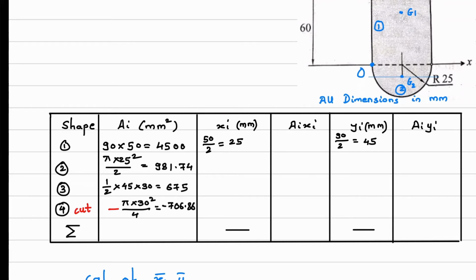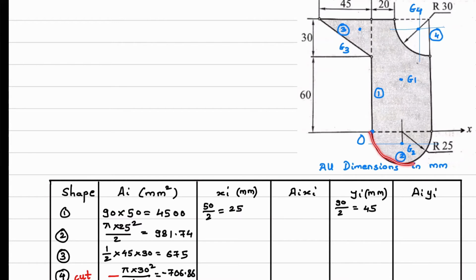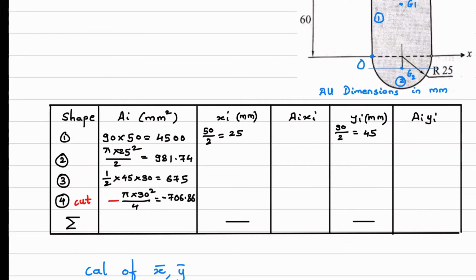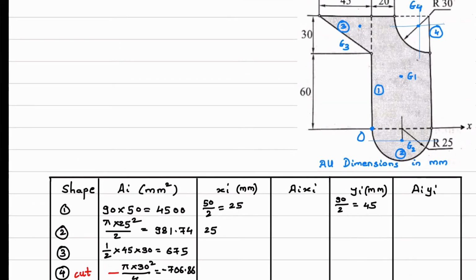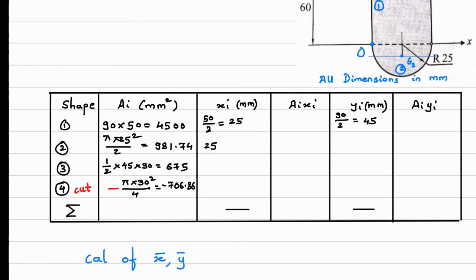Next we will calculate for second geometry. Second geometry is semicircle. Now for semicircle, what is x distance? You can see this G2 is the centroid. So x distance is radius. So x2 is equal to r, which is 25. What about y distance? Now here you have to be careful for y distance because it is on the negative side of y-axis. So this distance is 4r upon 3 pi, but it will be negative. So y will be minus 4 into 25 upon 3 pi.